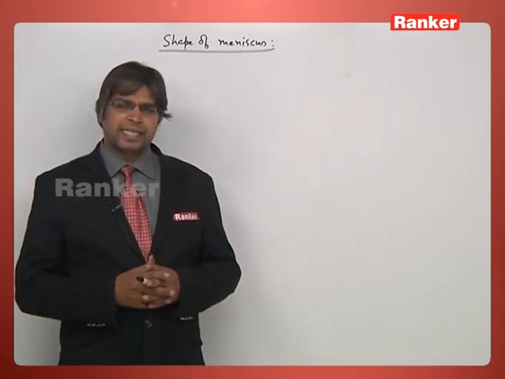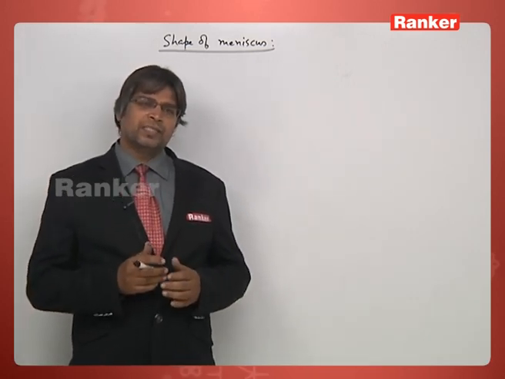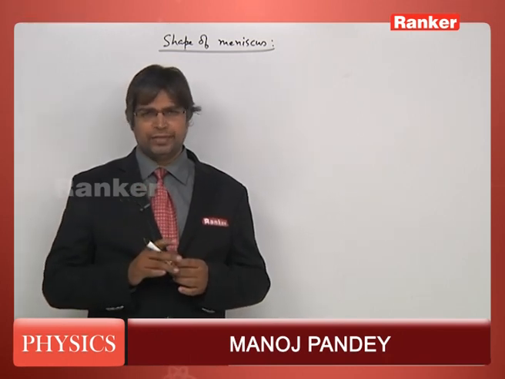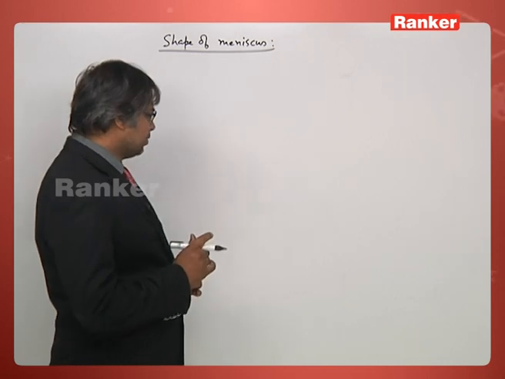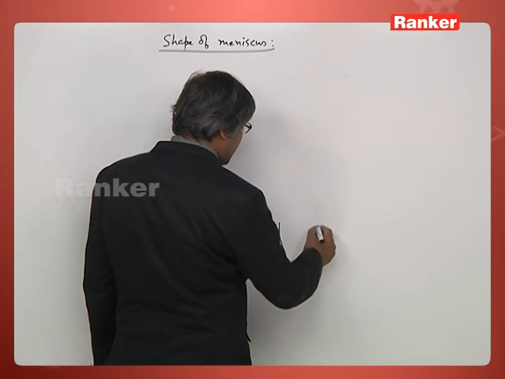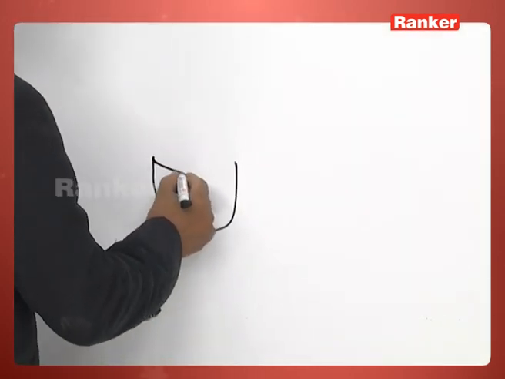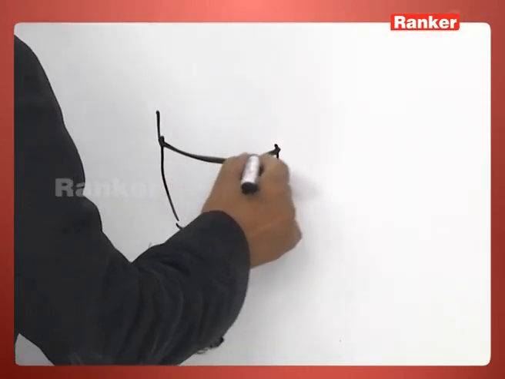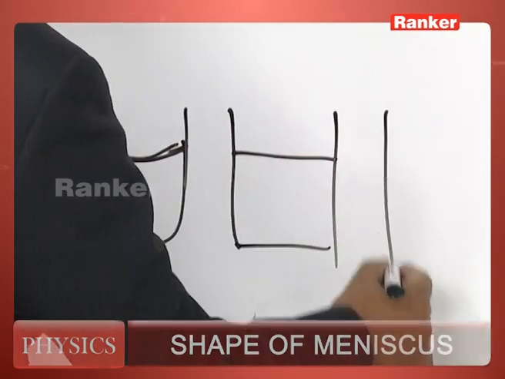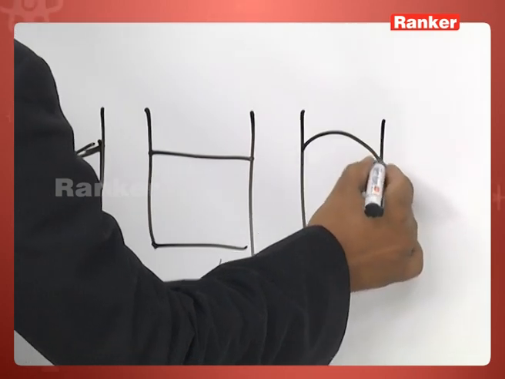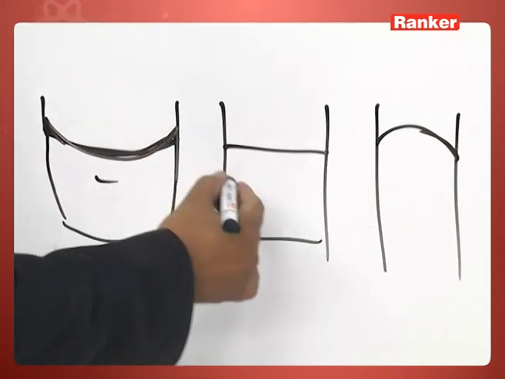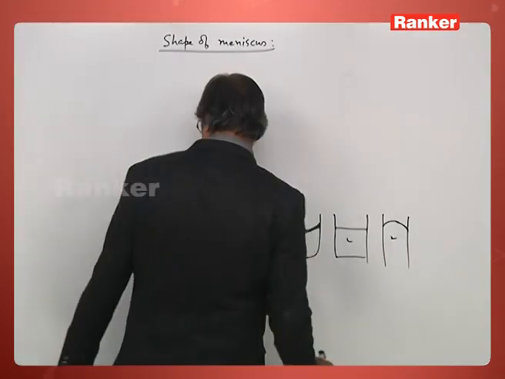Now let us consider what factors decide the shape of the meniscus of a liquid. So here you see, when a liquid is in contact with a vessel, the meniscus may have this shape, the meniscus may be flat, or the meniscus may be like this. So we have three possibilities. Why is this, when will it be this, when will it be this?